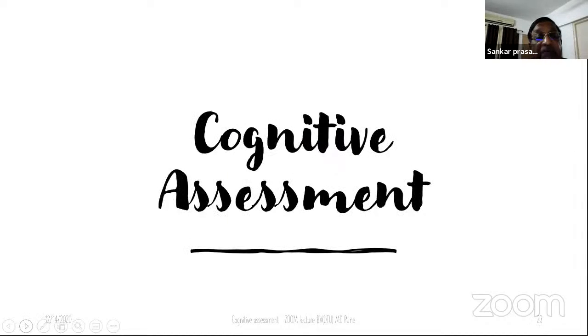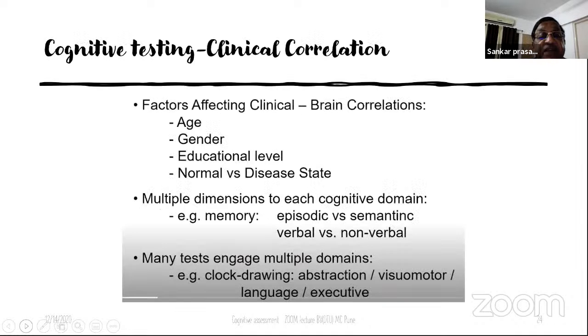So now with this background, we'll go to the cognitive assessment, and the factors that usually affect it are age, gender, educational level, and normal versus disease state. Every student usually starts by doing the MMSE, the Mini Mental Status Examination, which is grossly affected by the educational level. They often fail to note what education standard the patient has. There are multiple dimensions to each cognitive domain.